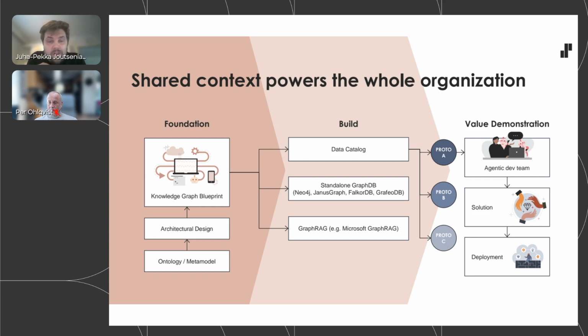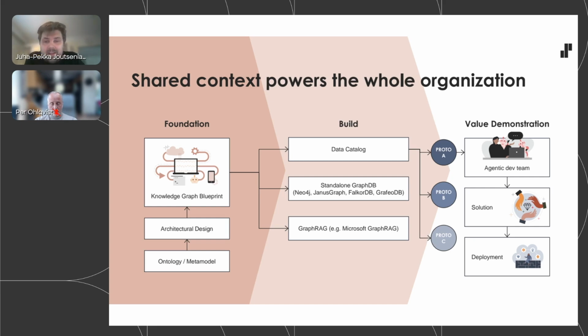And after that, we also need to make some architectural design to understand what kind of data sources we are going to bring in here. What should the solution look like on a high level? And after we have these sorted out, we have a blueprint and we can start building some graph RAG capabilities. And I would say that we have three different options to start building it.